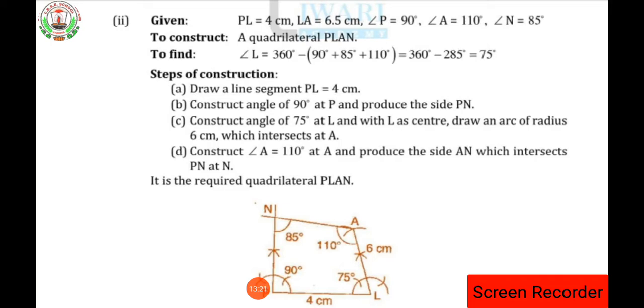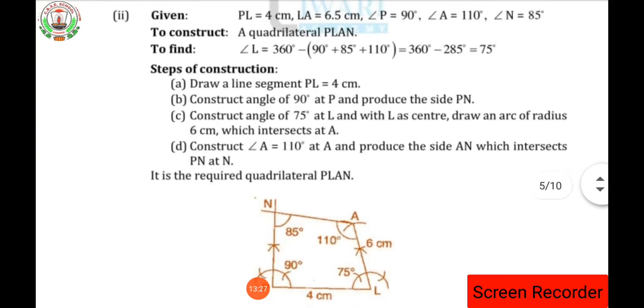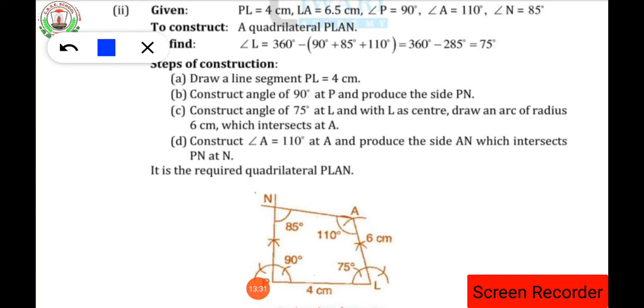Now, let's see how to construct the quadrilateral. Here, first we will take PL as a base. The measurement of PL is given as how much? It is given as 4 cm. So, with the help of your scale and pencil, you have to draw a line segment PL with the measurement 4 cm on the copy.